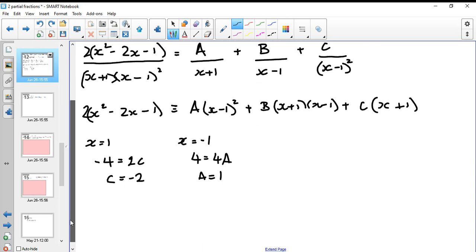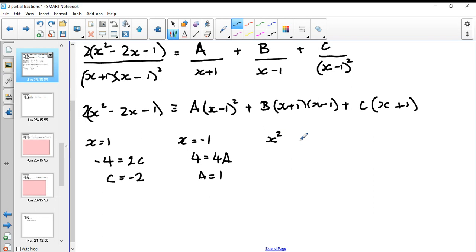Okay, now at this point, I've run out of numbers that I can substitute in to eliminate. So one option, as I've already showed you, is to equate coefficients. Now I'm going to equate the x squared terms, mainly because there isn't one here. So that cuts down the amount of work. On the left-hand side, if you expand this out, you will get 2x squared. So the coefficient of x squared is 2.